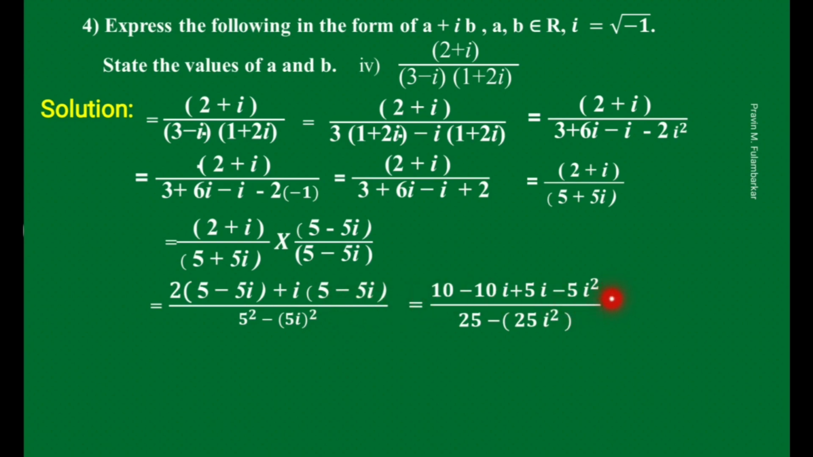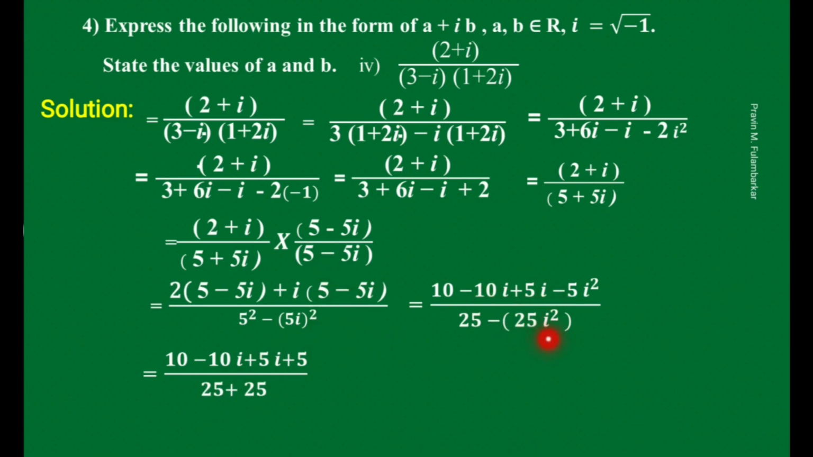Now replace this i square by minus 1. Here we already write 5 square as 25, then i square. Now replace this i square by minus 1. So minus 1 into minus 5, we get minus minus plus 5. And then we add minus 10i with plus 5i, we get minus 5i. So we write this in the next step.